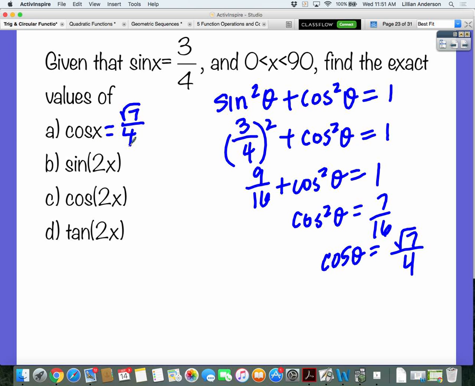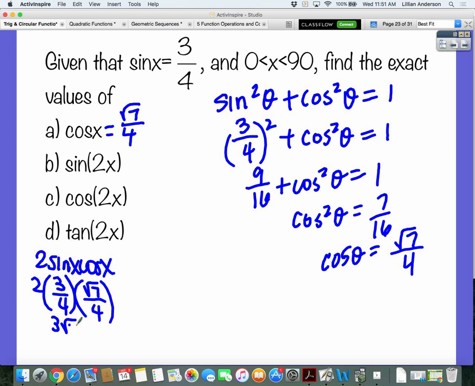All right, so sine 2x. Sine 2x is that formula of 2 sine x cosine x. And considering that we already know that sine is 3/4, and cosine we just found to be square root 7 over 4, we just multiply them all together. Okay? So what would that be? 3 square root 7 over 8. Yeah, it's cosine. So it would technically be 6 square root 7 over 16, but since the 2 can go into both of those, it will be 3 root 7 over 8.